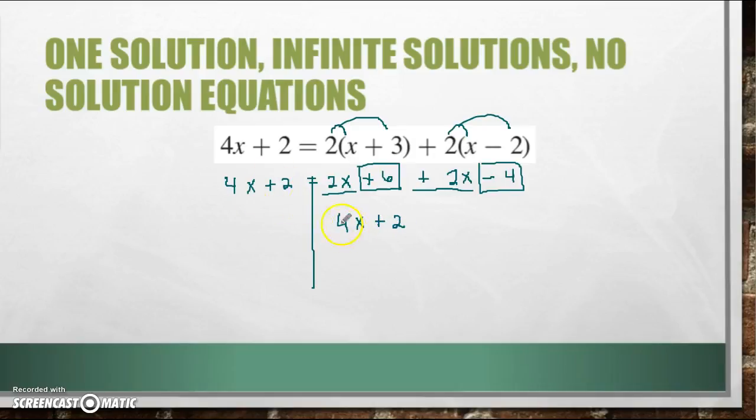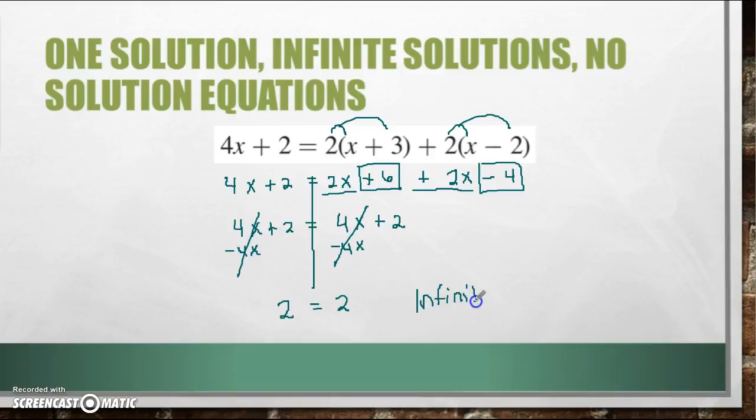Notice these two match already. 4x plus 2 equals 4x plus 2. I can already see that that's a true statement, but if you were to try to finish solving this by subtracting 4x on each side to combine your variable terms, 4x minus 4x, those two cancel off and I have just a 2 at the end. This is a true statement. 2 does equal 2, so this is infinite solutions.